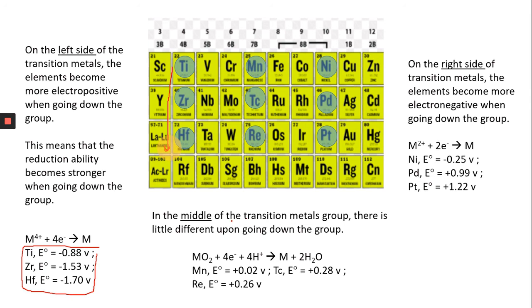If you look at the middle of the transition metals, there is little difference when you go down the group because the reduction potential doesn't have much difference. But if you look at the right side of the transition metals, which are nickel, palladium, and platinum, the elements become more electronegative when going down the group, meaning the value becomes more positive because they are more electronegative when they go down the group.